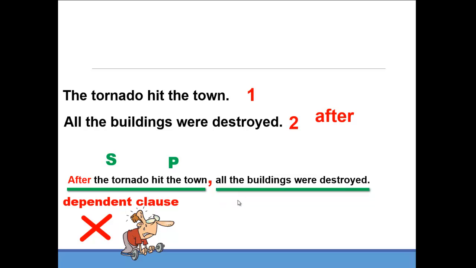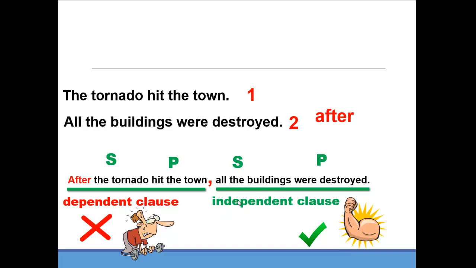Let's check the other part. All the buildings were destroyed. All the buildings is the subject, were destroyed is the predicate. So what do I call this part? I call it the independent clause. Can I use it alone? Yes, I can. All the buildings were destroyed. It tells a complete idea. It gives information. That's why it is independent. It doesn't need the other part of the sentence.